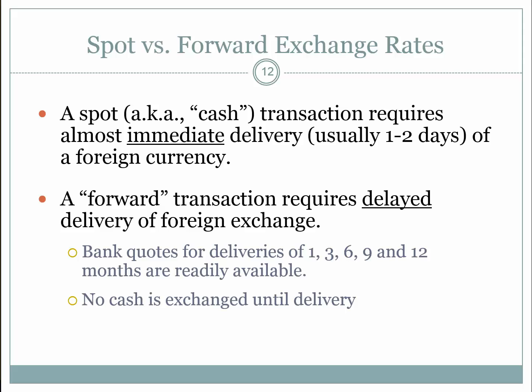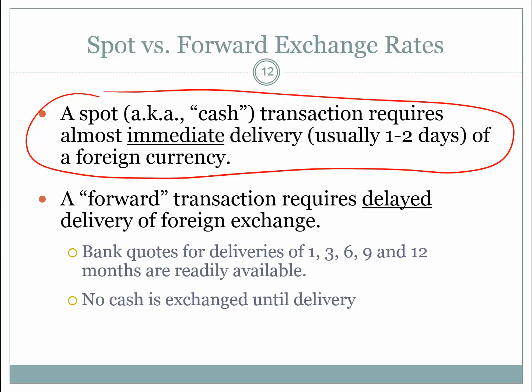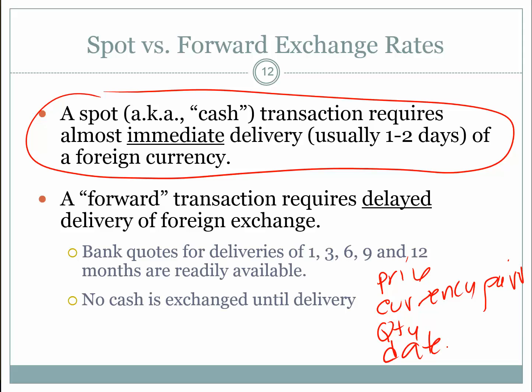So let's talk about forwards. Again, spot transactions are transactions where there's near immediate delivery, or say 1 or 2 days delivery. A forward contract is a contract in which you negotiate all the terms: price, currency pair, right? Or I want to trade euros for dollars. Quantity, delivery date, location. You negotiate all these things.